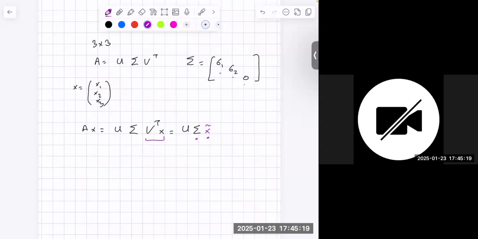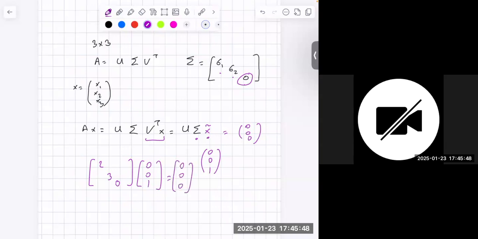What this is going to do, it's going to kill the last coordinate entirely, right? For example, if your x perp happens to be 0, 0, 1, what's going to happen? You're going to get an entire 0, 0, 0 out of this, right? Can you see? Because suppose your sigma is, say, 2, 3, 0. This is a diagonal matrix. I'm multiplying it with 0, 0, 1. The output will be just 0, 0, 0. That means your matrix A is killing some vectors. It's got some kernel. Some vectors are totally vanished by this matrix, okay?